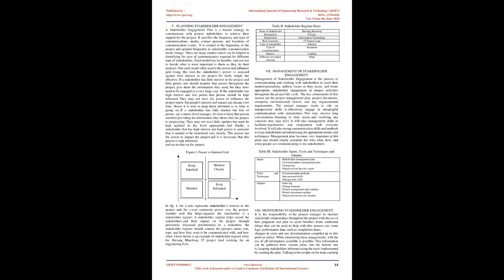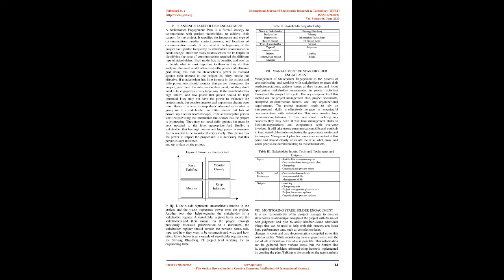Planning stakeholder engagement. A stakeholder engagement plan is a formal strategy to communicate with project stakeholders to achieve their support for the project. It specifies the frequency and type of communications, media, contact persons, and locations of communication events. It is created at the beginning of the project and updated frequently as stakeholder communication needs change.